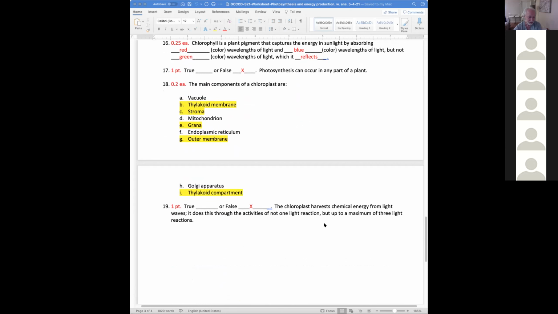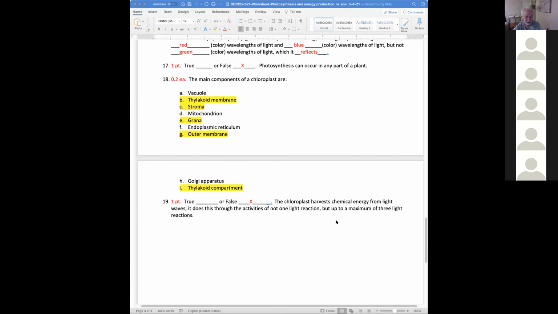And finally, the chloroplast harvests chemical energy from light through the activities of not 1 light reaction, but up to a maximum of 3 light reactions. That's false. What's wrong with it? You remember the light reactions in photosynthesis? We're going to have to go over photosynthesis again. There are 2, photosystem 1 and photosystem 2. So that's a false statement.